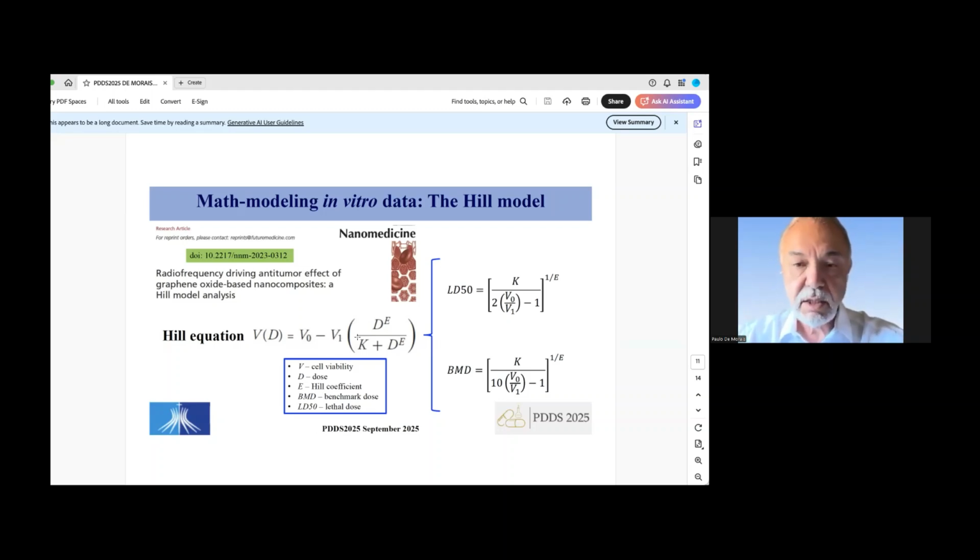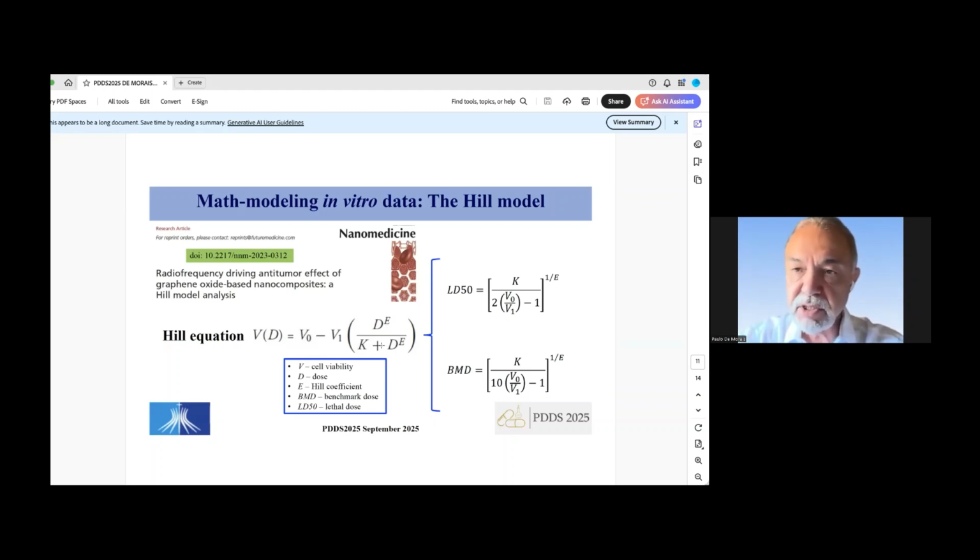From this model, you can extract important information such as the lethal dose 50, LD50, which relates the concentration of the challenge molecule to reduce the cell viability by half, 50%. Or you can extract the benchmark dose, BMD, which is the concentration of the challenging material to reduce the cell viability by 10%, or any other value you may wish. So the important parameter here is the Hill coefficient.